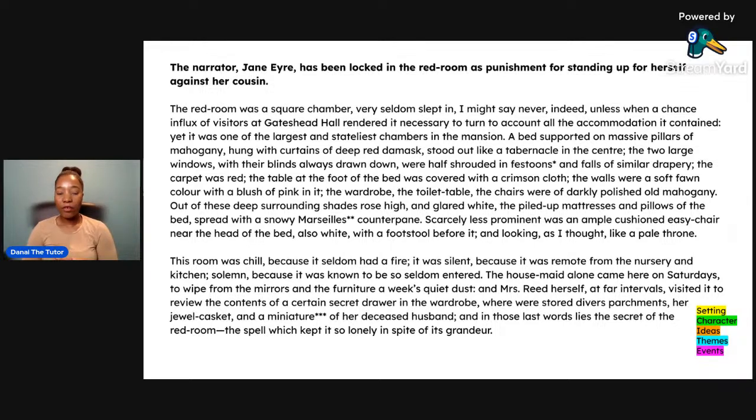Okay, so that's the opening paragraph. What are we seeing prominently in that opening paragraph? Is it a use of setting, character, ideas, themes, events? What's the writer's focus in that opening paragraph? Is the writer focusing on a setting? A character? An idea? A theme? Or an event in that first paragraph that we've just read? You can type in your answers to that. What is the writer focusing on in that opening paragraph? I'll give you a minute to have a think.